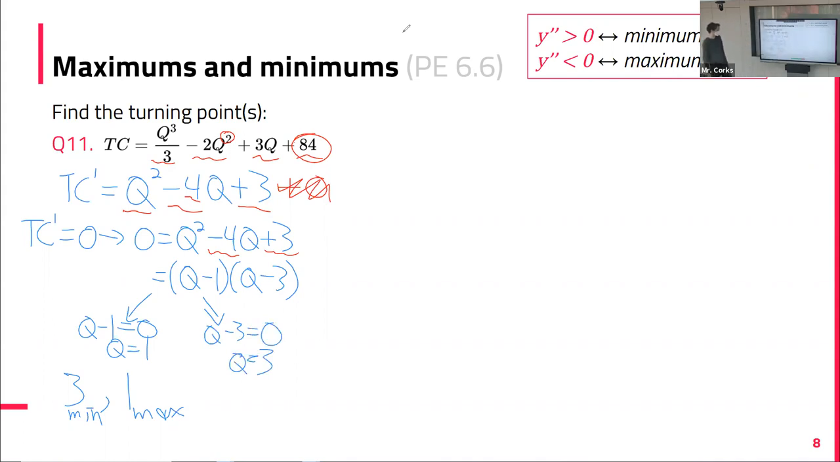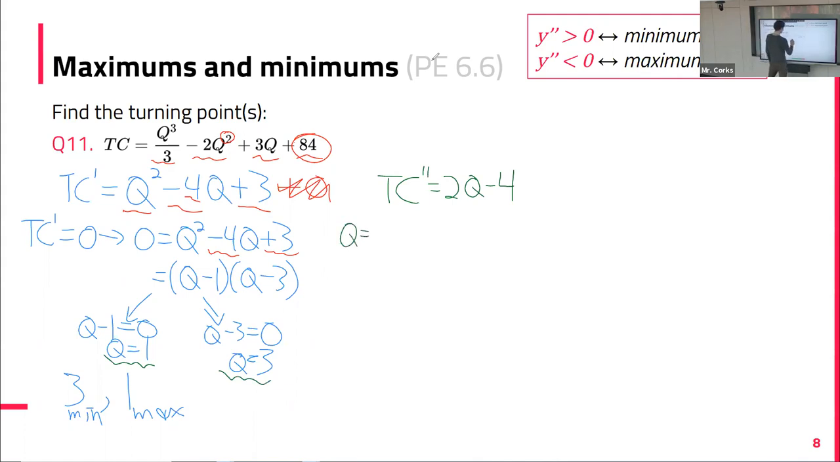So two possibilities. We have two possible turning points, because we can't guarantee for sure that they're turning points, probably, but we need our second derivative test here. So we'll do that. Total cost double prime. What is our second derivative? Okay, 2q minus 4. All right, pretty simple here. So for a pretty easy function, we can just substitute in these two q values here.